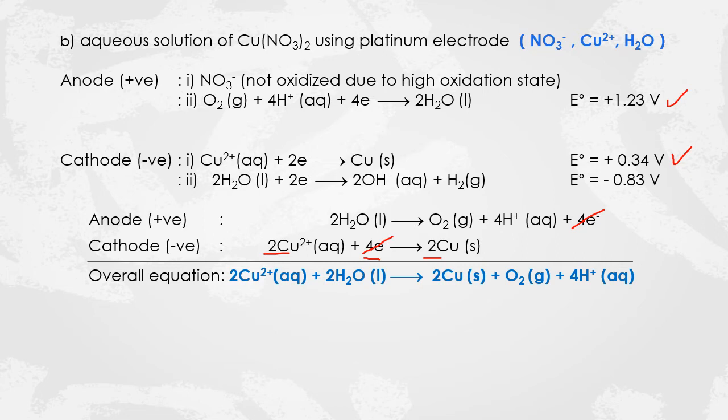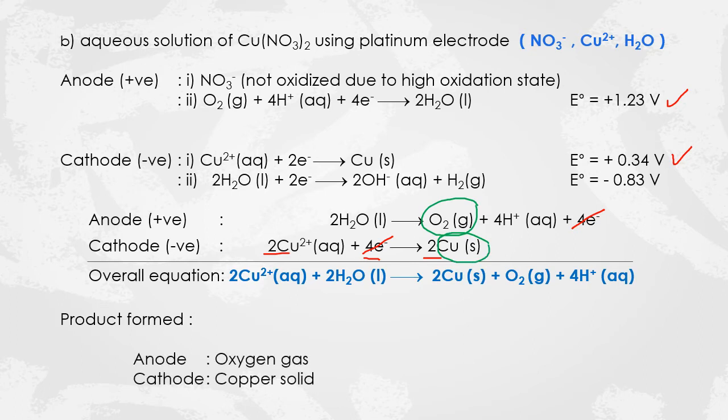In order for you to write the products formed, you need to look at the anode. At the anode, we're going to have O2. At the cathode, we're going to have copper solid. So simply write it as: anode going to have oxygen gas, while cathode going to have copper solid.